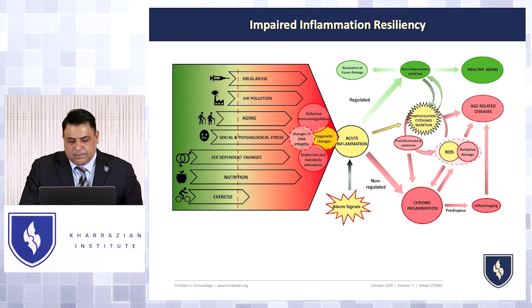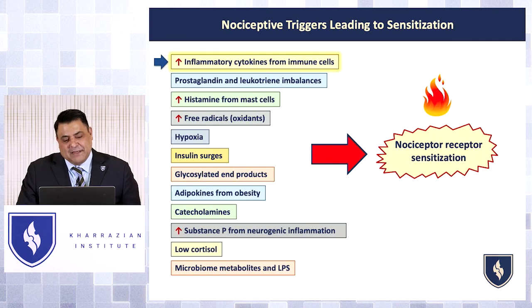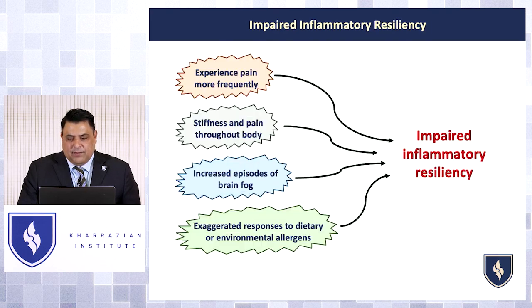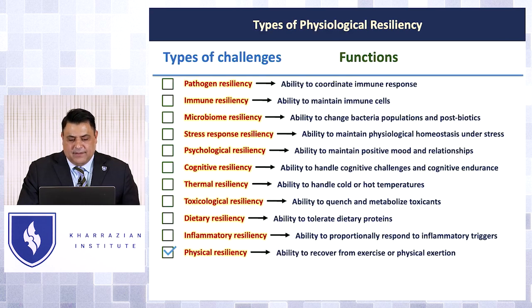So the Karazian Institute pain and fatigue course, I think it was fatigue and pain course actually, we talked about all the things that activate nociceptors, and those are just inflammatory mediators. When people have exaggerated responses to these, those are clues that they've lost their inflammatory resilience. So the main symptoms are experiencing pain more frequently, stiffness throughout the body, increased episodes of brain fog, exaggerated responses to dietary and environmental allergens. These are all signs of impaired inflammatory resiliency.